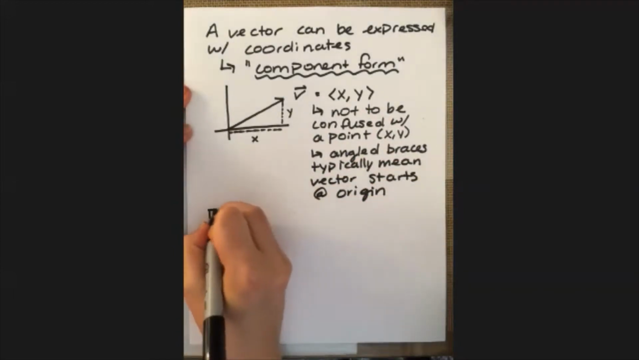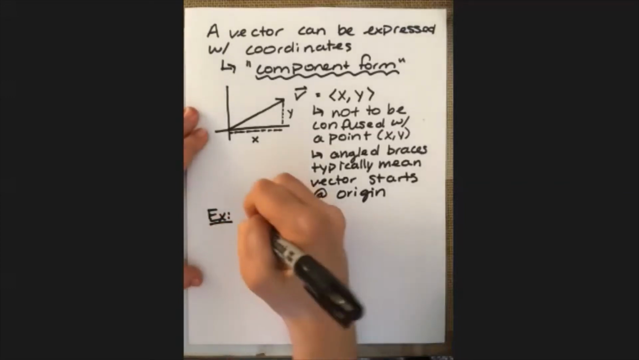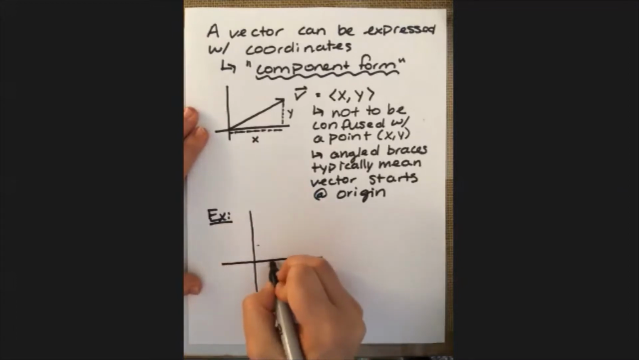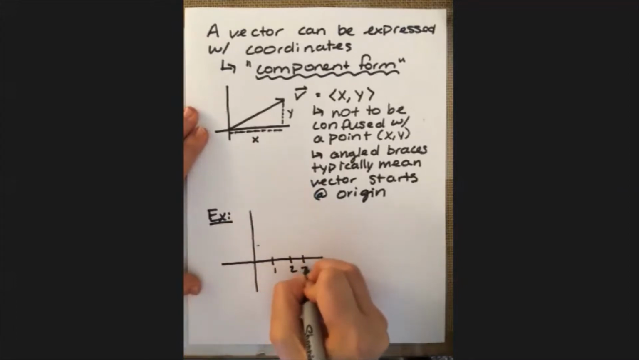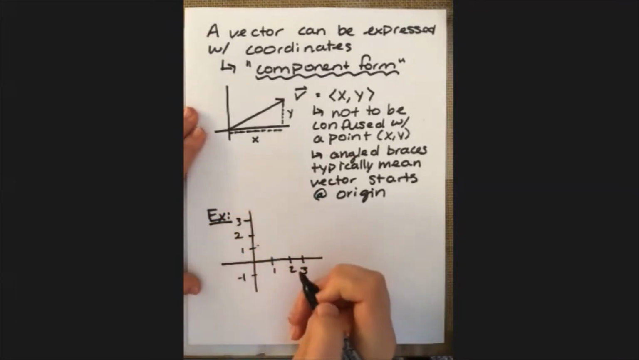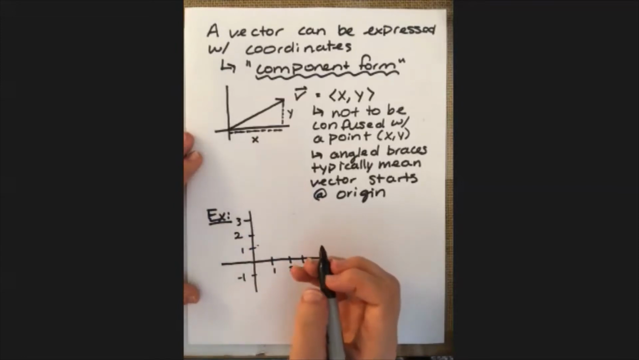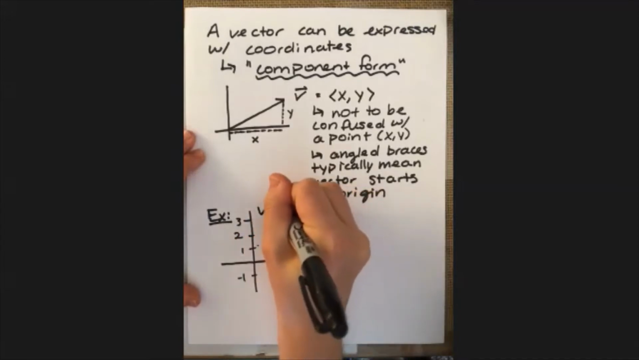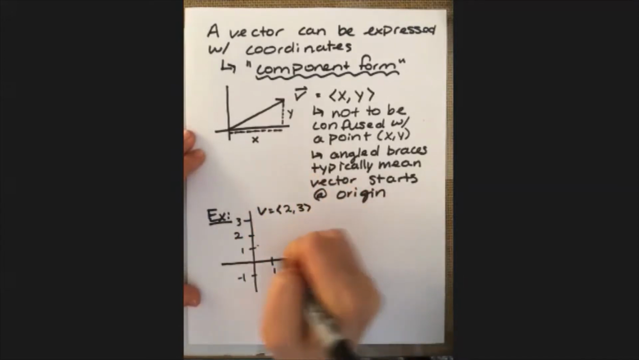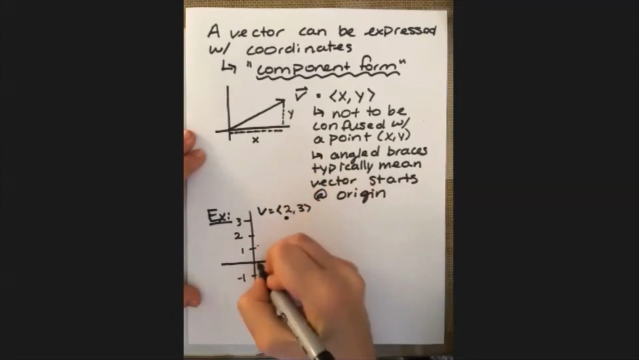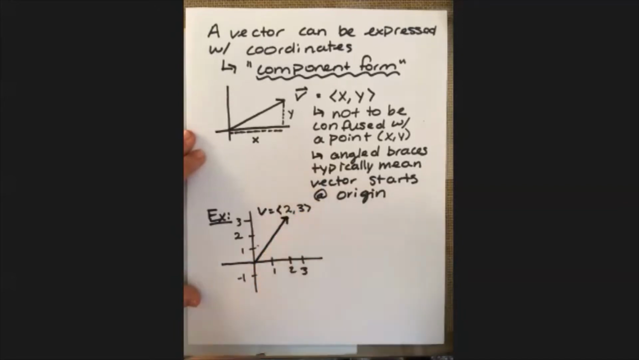So here's a concrete example of this. I'll draw my coordinate plane here and put a vector on it. All right, so suppose that we have the vector v equal to <2, 3>. So what this is going to look like, that 2 means that we go 2 to the right, and then the 3 means that we're going to go up 3 units. So this is our vector v equal to <2, 3>, starting at the origin there.